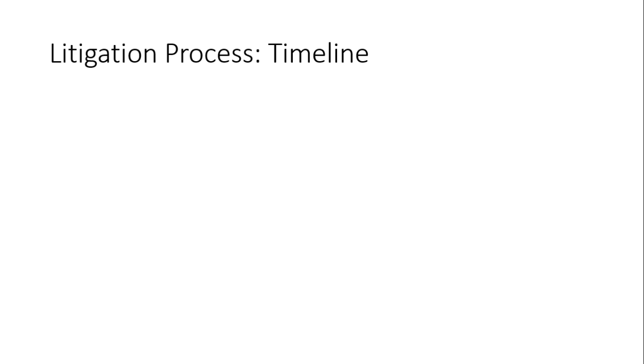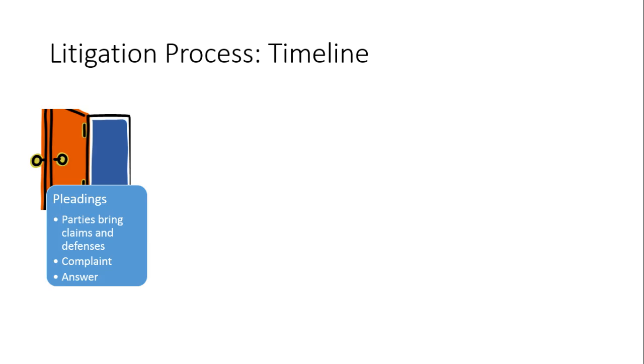So let's say that injured party would like to go to court. Well, the first phase in litigation is the pleadings phase, and you want to think of this as the way to get through the doors to the court. So what you do as a plaintiff party is you file a complaint.